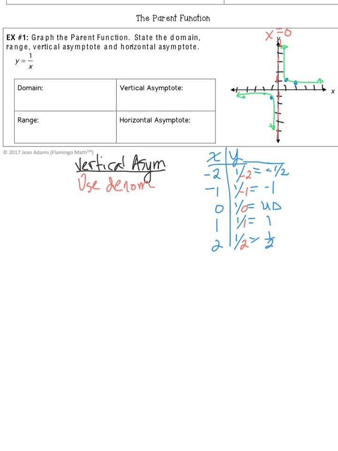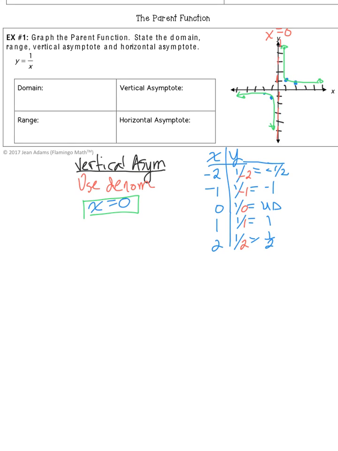So I'm going to take the denominator right here, x, and I'm going to set it equal to 0 and solve for x. Well, in this case, it's already solved. So x equals 0 is my vertical asymptote. X can never be a value of 0, so we have to remove it from the graph, so to speak. And so no matter what my y value is, my x is never going to end up being 0. X can be any other number, but it can't be 0.